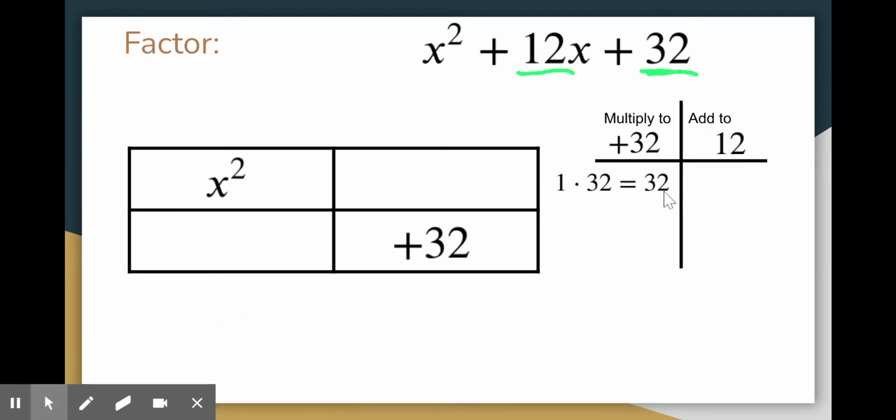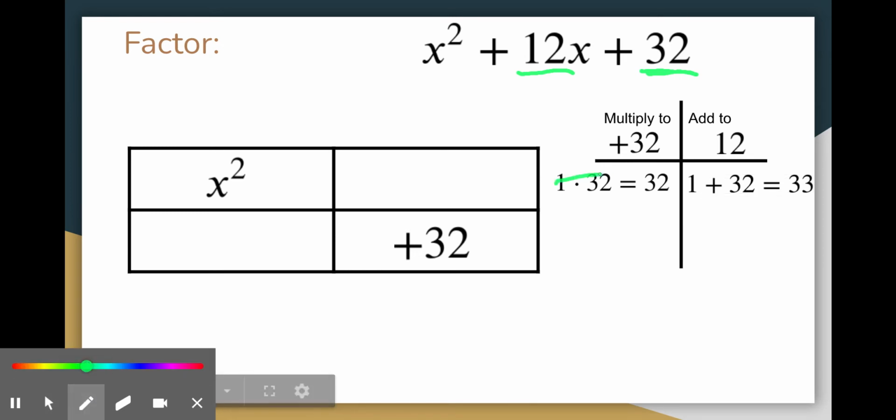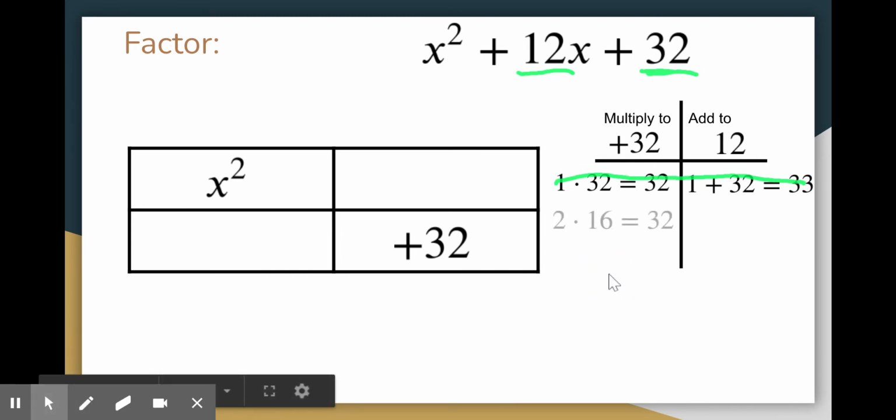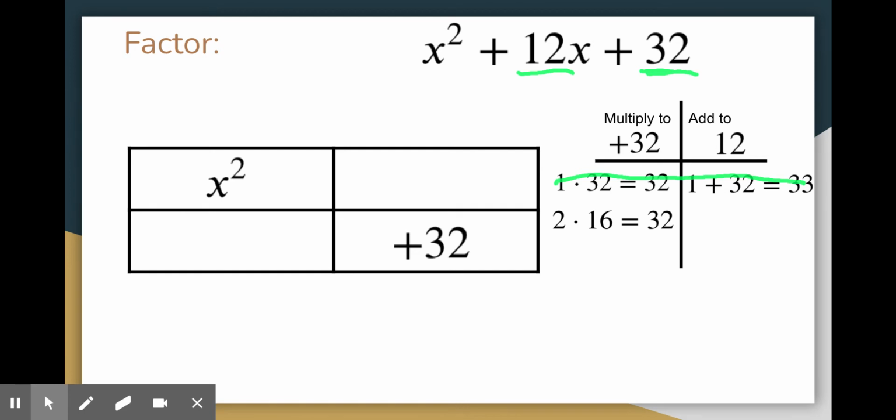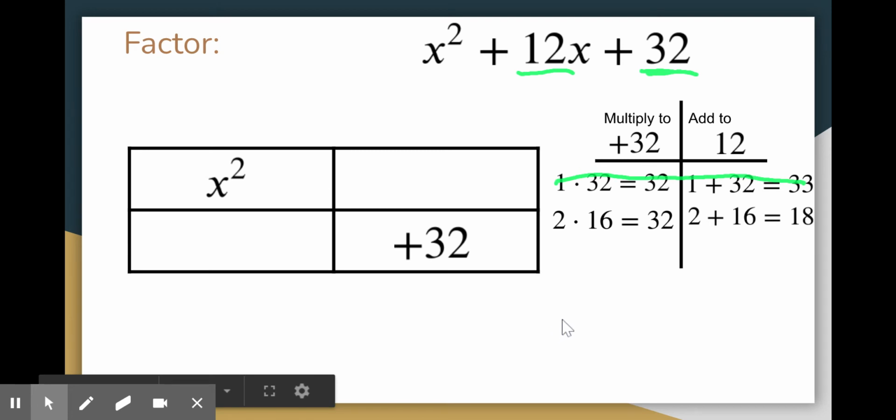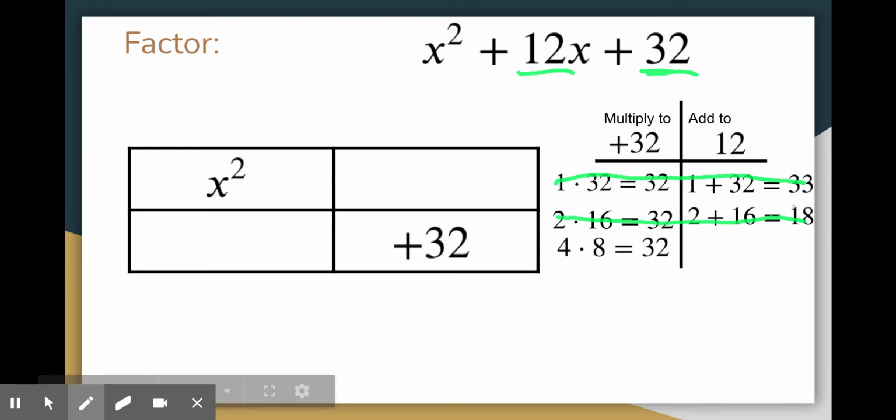So just think of some options. For example, 1 times 32 is 32. But if I do 1 plus 32, that's 33. So I'm going to cross that off because that doesn't work, obviously. And then try another one. 2 times 16, that's 32. But again, 2 plus 16 is 18. So I'm going to cross that off. That didn't work. Okay, what about 4 times 8? 4 times 8 is 32, and 4 plus 8 is 12. So that fits our criteria.